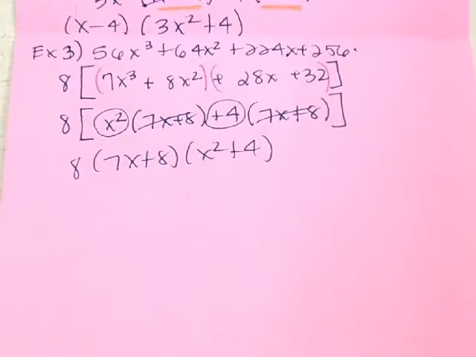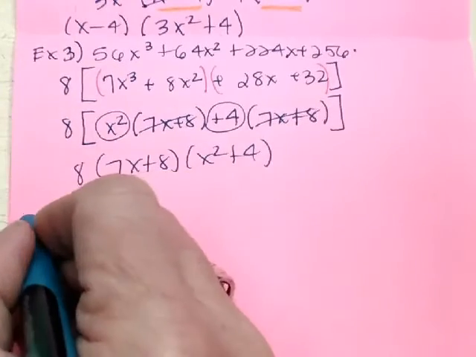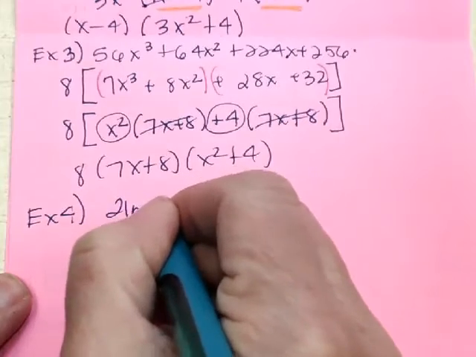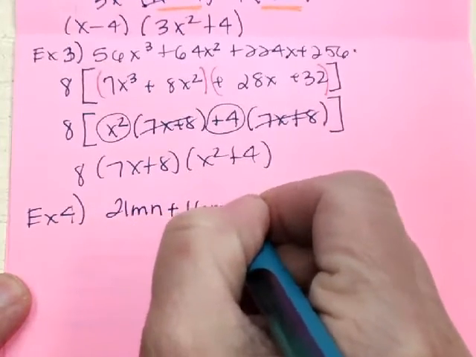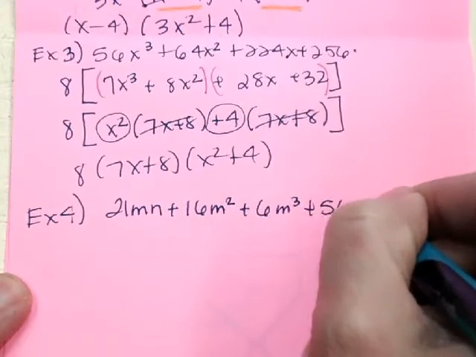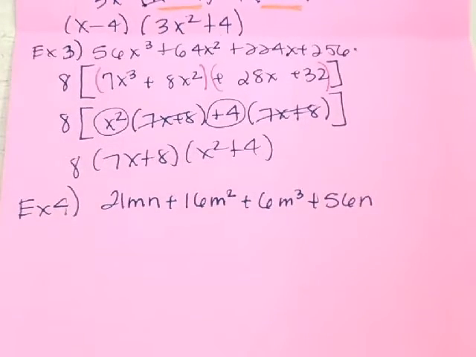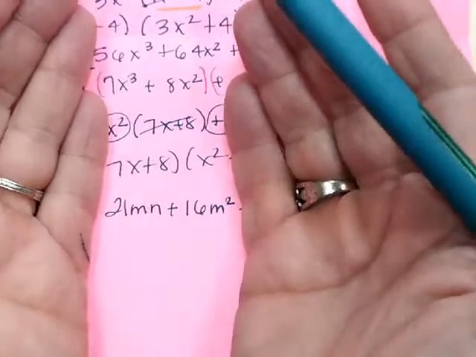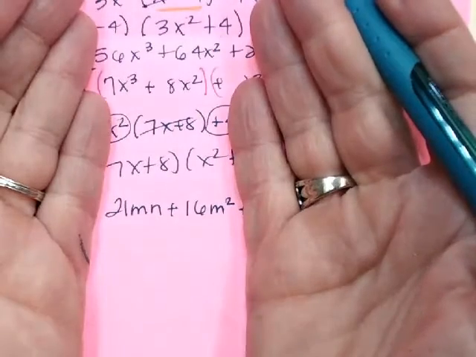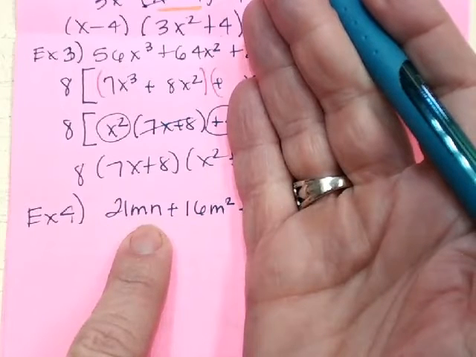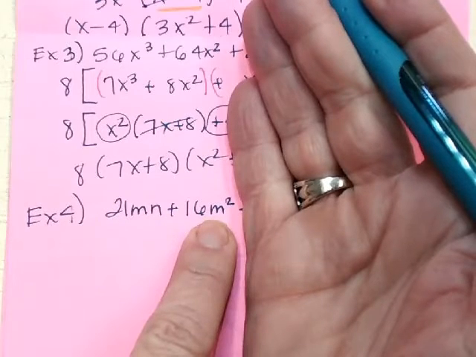Okay? Last one. Example 4. I have 21mn plus 16m squared plus 6m cubed plus 56n. Alright, so I'm looking at this, and I said check and see if you got a GCF, and kind of think ahead about what's going to happen. The only thing I can take out here is an m. If I factor an m out of these two things, I'm going to be left with a 21n plus 16m.